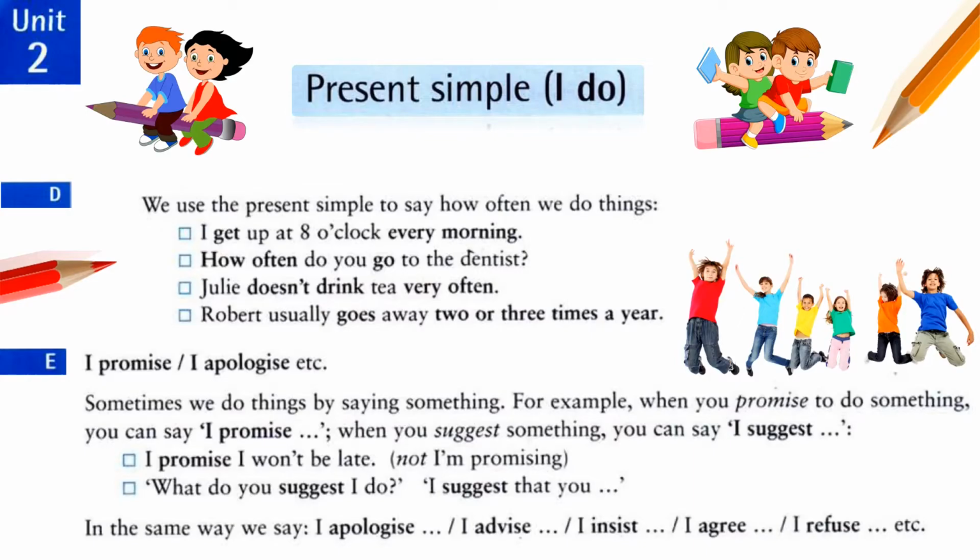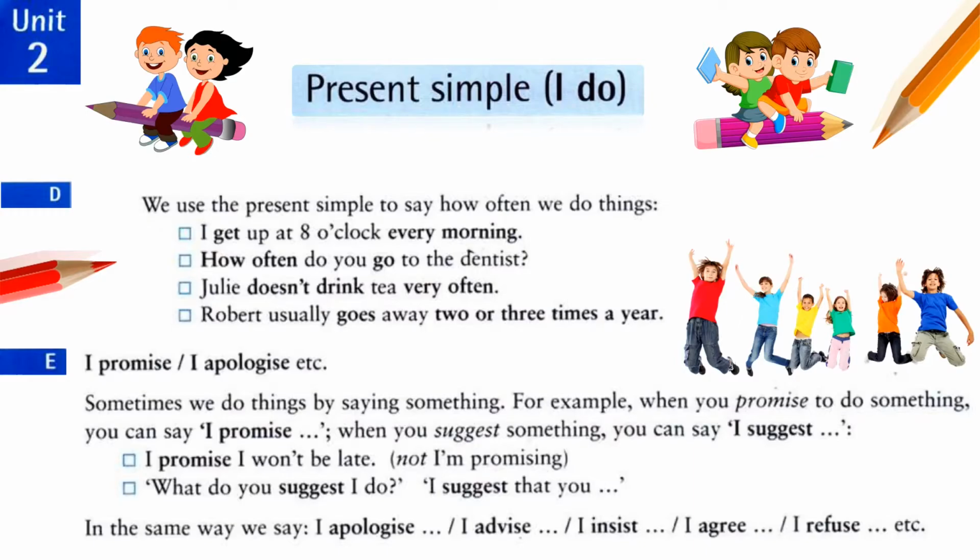Students, here we are going to see that we use the simple present tense to say how often we do things. I get up at 8 o'clock every morning. How often do you go to the dentist? Julie doesn't drink tea very often. Robert usually goes away 2 or 3 times a year. So these sentences depict how often we do things.